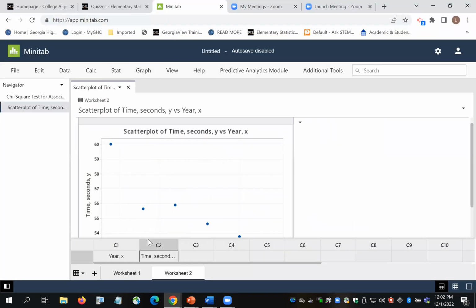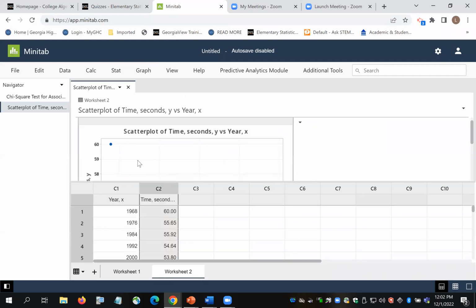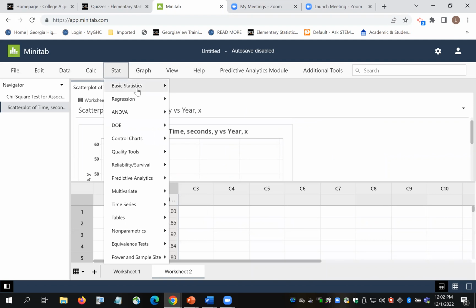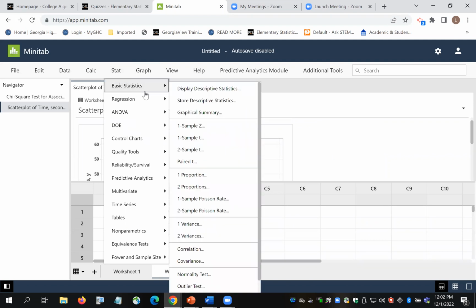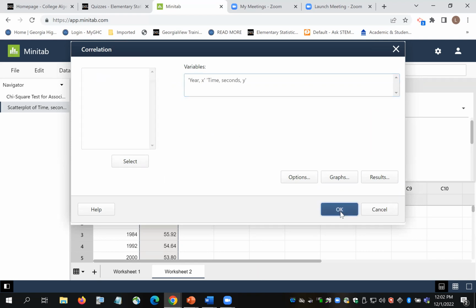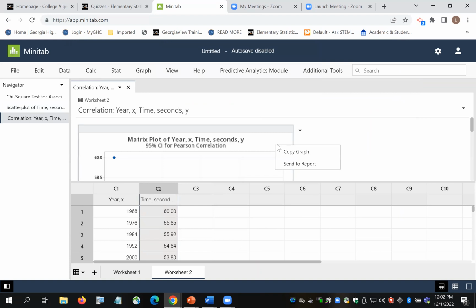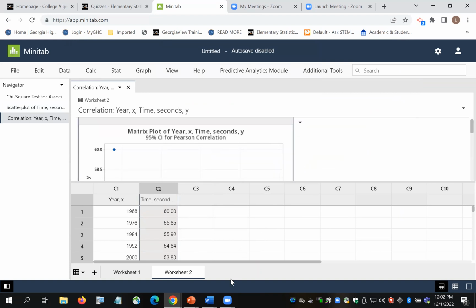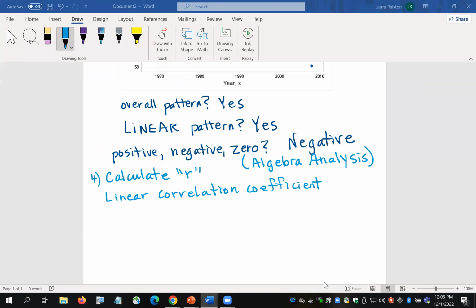You've already entered the data into Minitab, so we don't have to enter it again. We go to Stat, Basic Statistics, Correlation. Stat, Basic Statistics, Correlation. We're relating the year to the time. I click OK. And we get a scatter plot again, and I'm going to copy it over here on my paper again, hopefully.